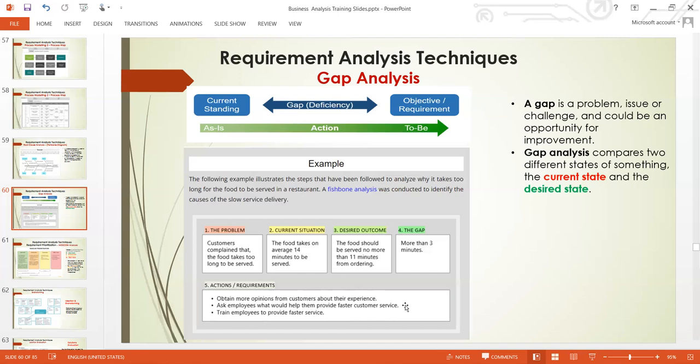So what do we do? We train employees to provide faster service. So we bring professionals that will teach them how to use this equipment faster. And the moment they master how to use all these new kitchen equipment, the services will then improve. So that's how we do gap analysis.